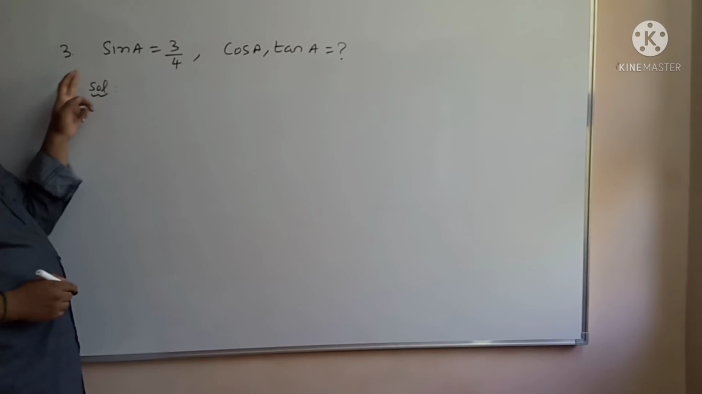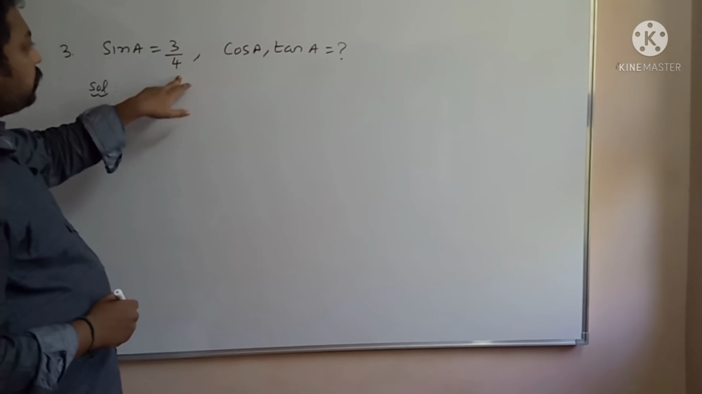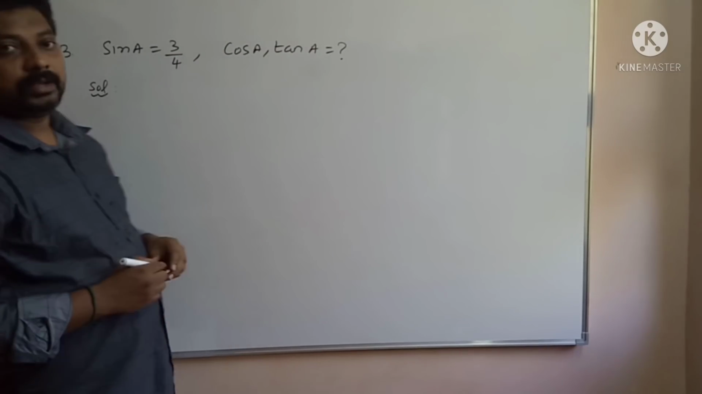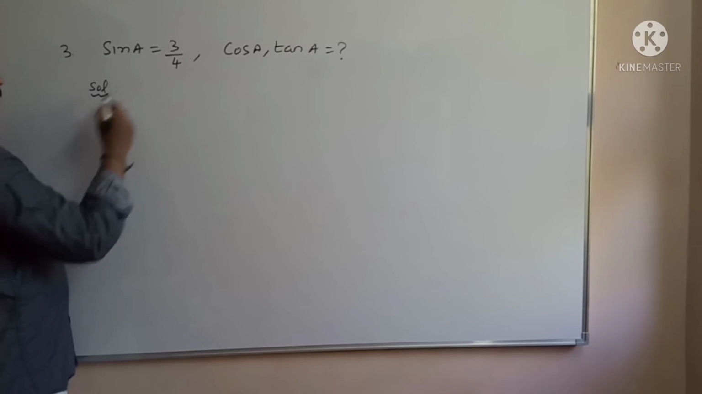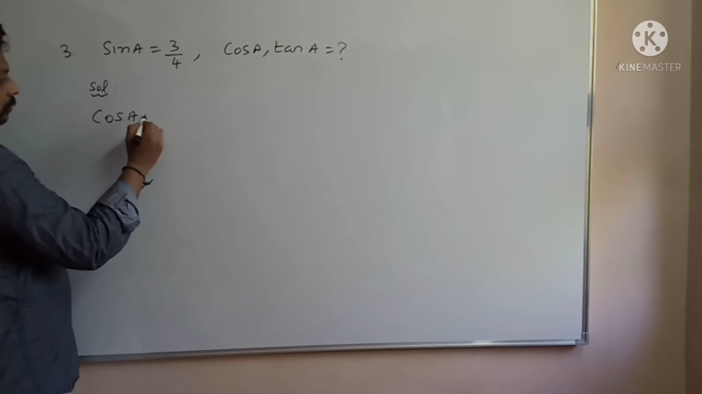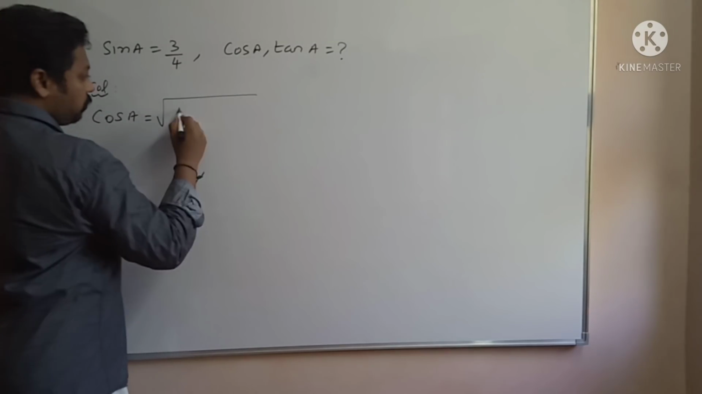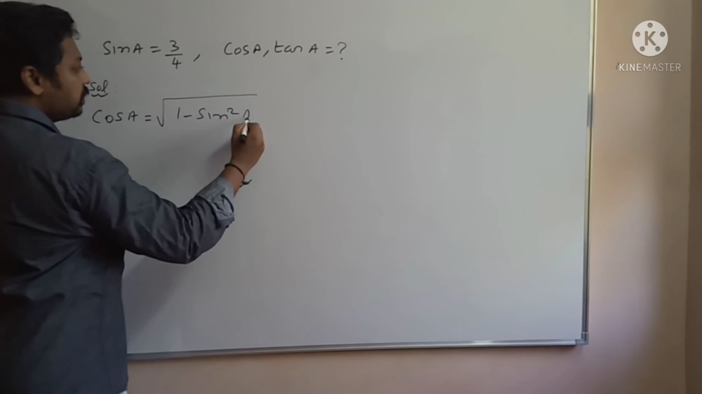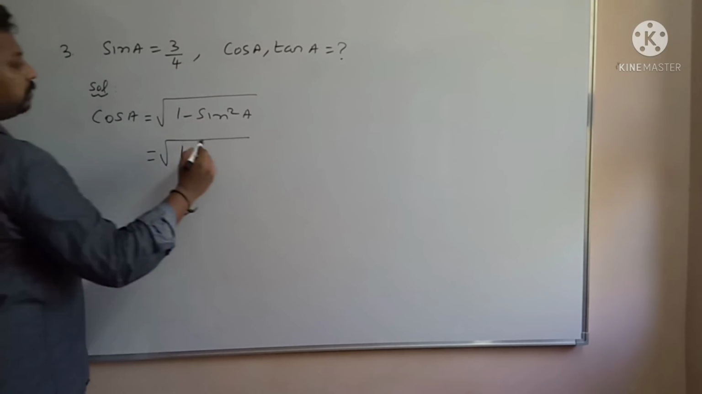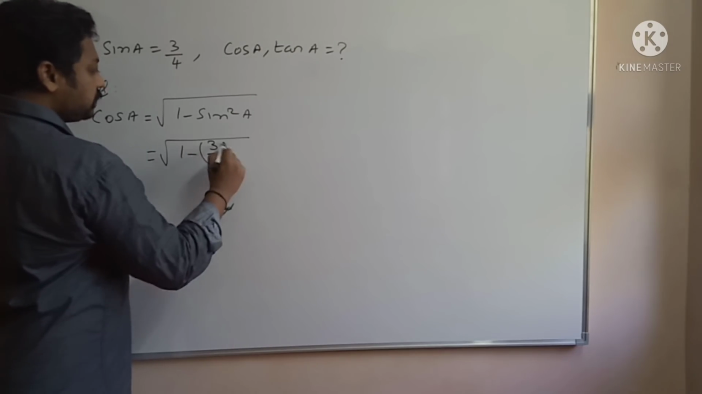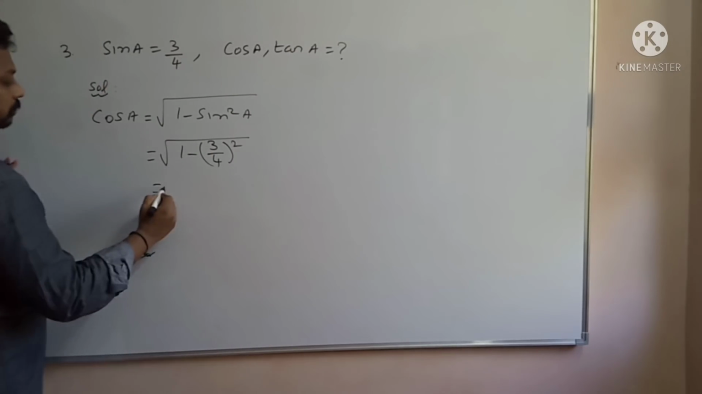Come to the third one. Sin A is 3 by 4. Find cos A and tan A. Fine. So sin A we know is 3 by 4. For cos A we have the formula: square root of 1 minus sin square A. So that is the square root of 1 minus, what is sin A? 3 by 4. So sin square A is 3 by 4 whole square.